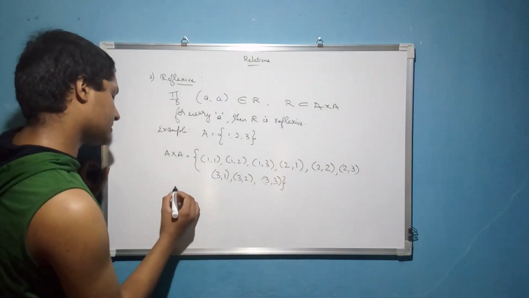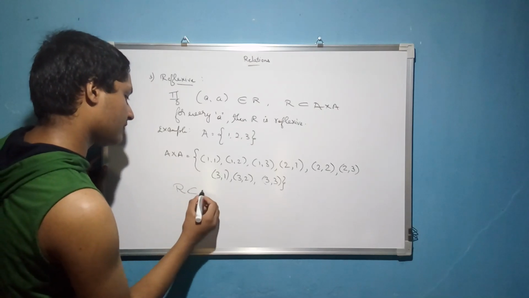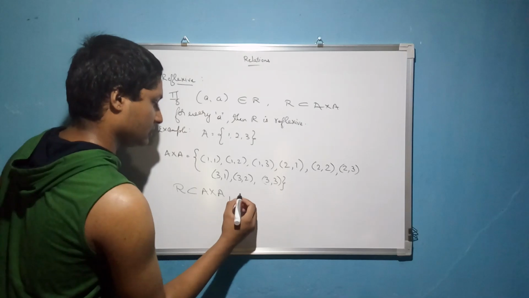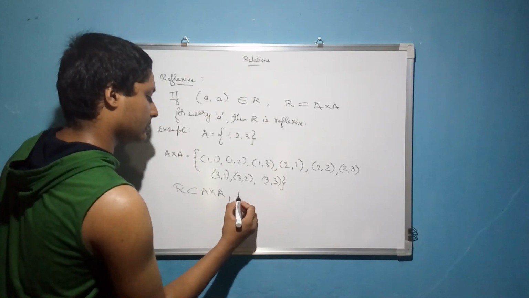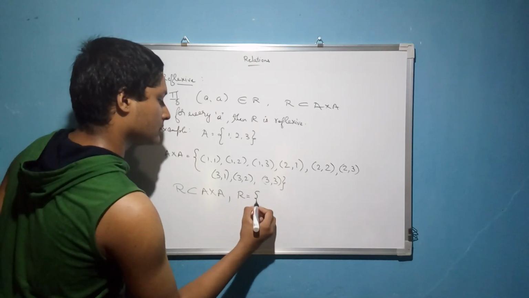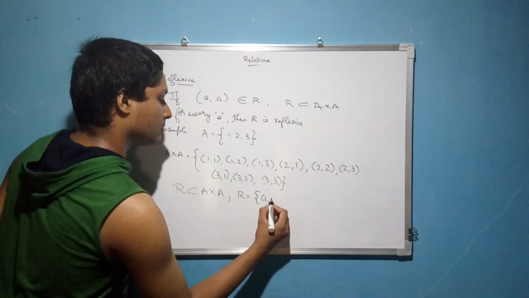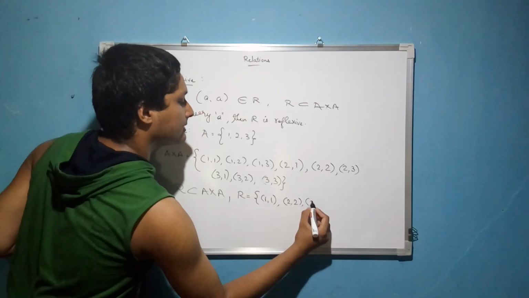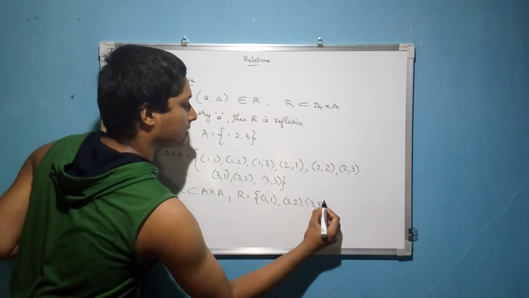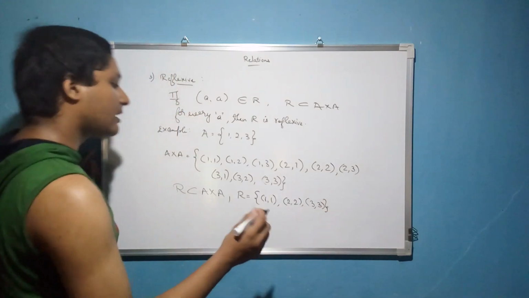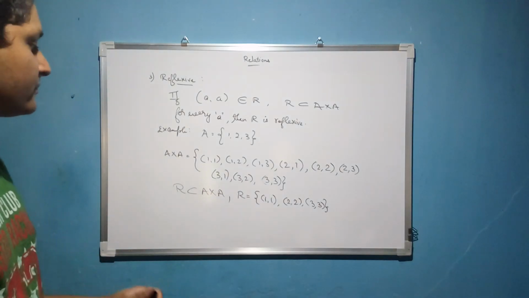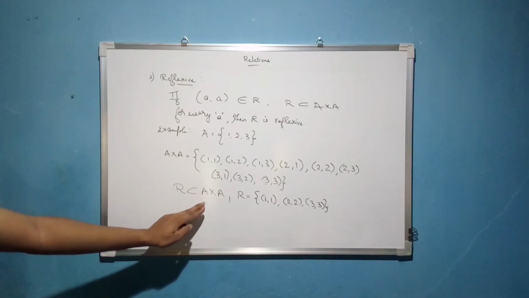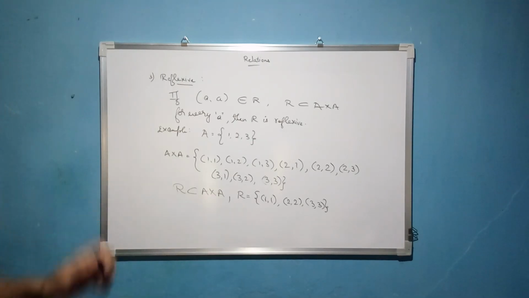If R is a subset of A cross A such that R is equal to {(1,1), (2,2), (3,3)}, then R is said to be reflexive on the set A. R is said to be reflexive.